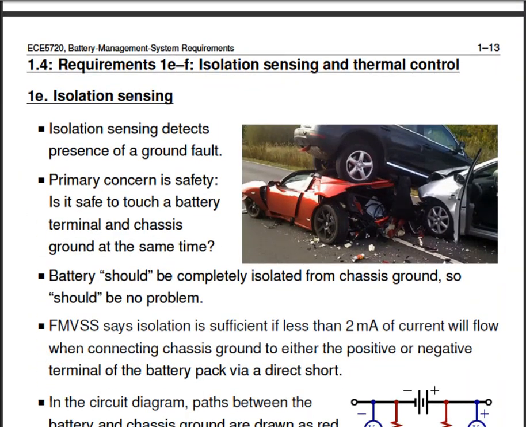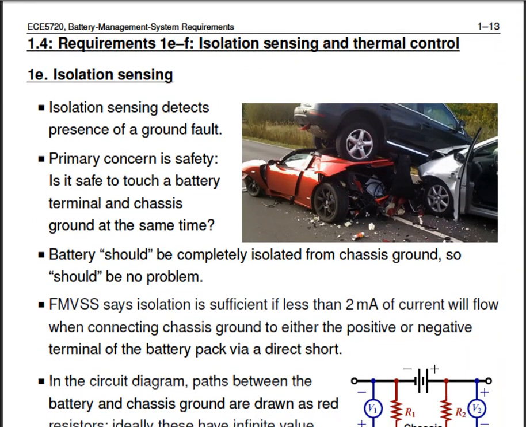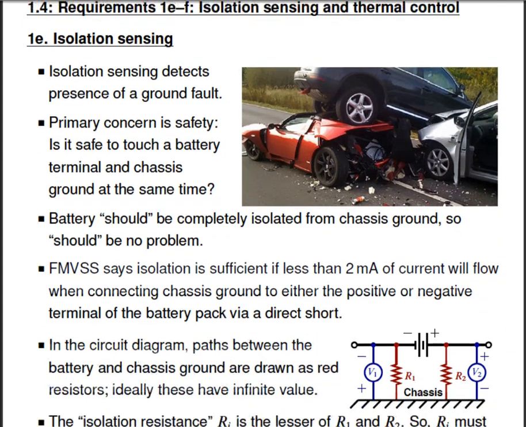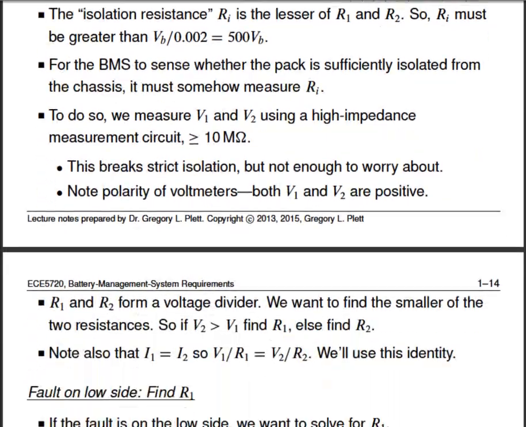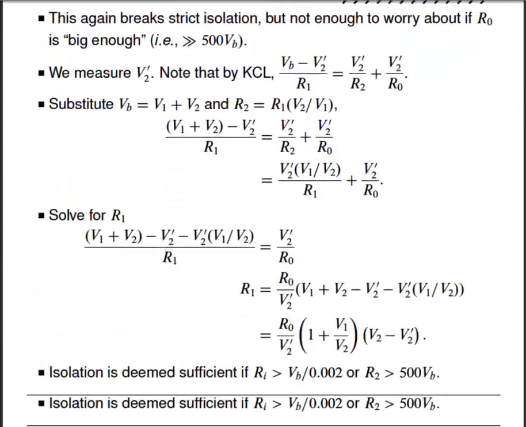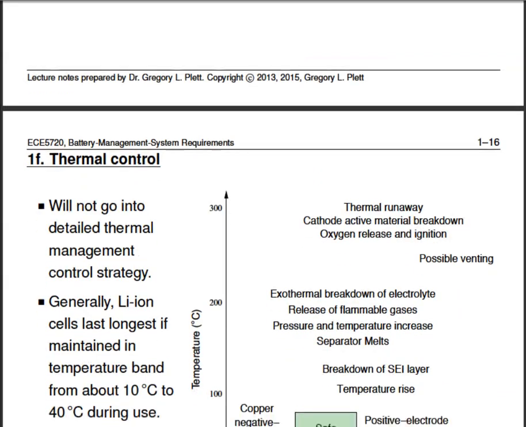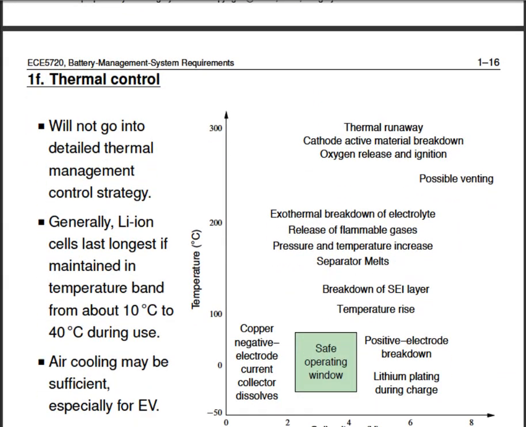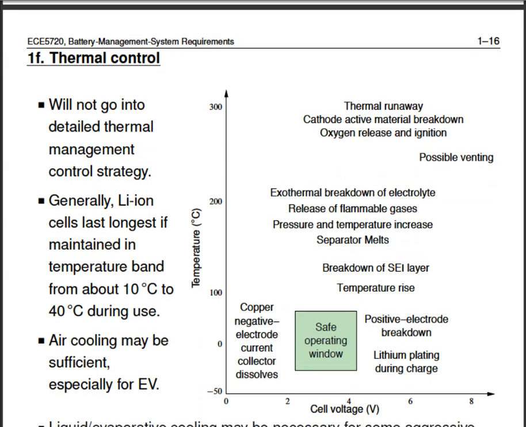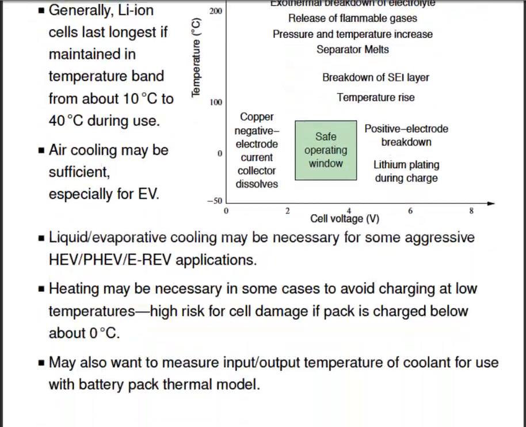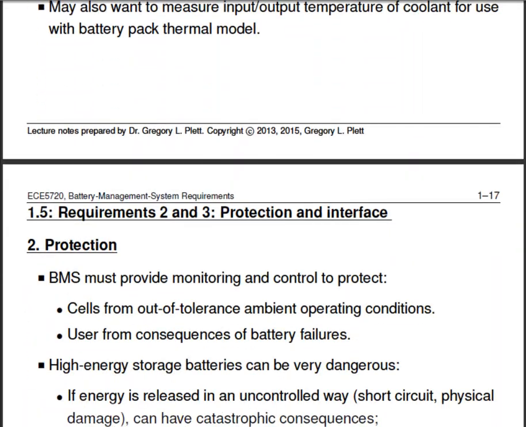Requirement of isolation sensing and thermal control. Why isolation sensing is required is given here. First you have to know what is meant by isolation, and you can find out the necessity of isolation. This mathematics you can avoid. And there is thermal control. Whenever I say thermal control, first there should be thermal sensing. What different thermal sensors there are, we discussed initially, and why thermal control is required is explained here. Then the protection interface.